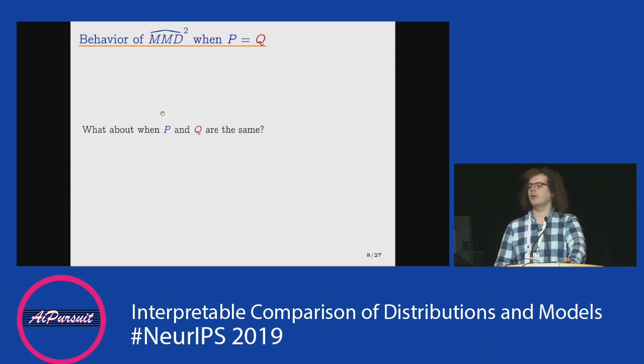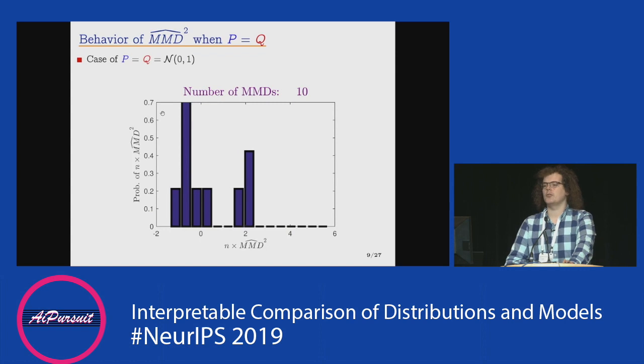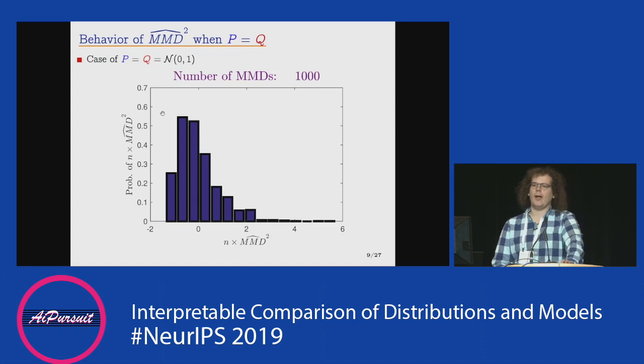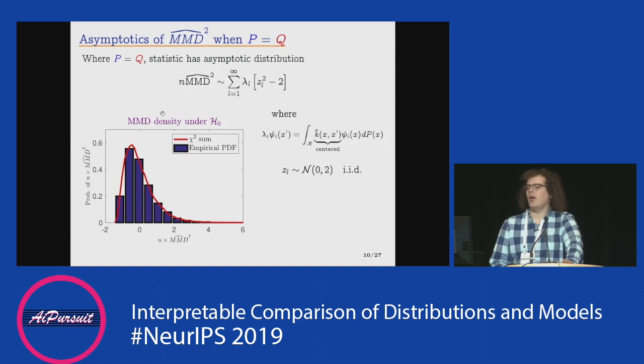So let's check. Here's a case where both of my distributions are just standard normal. So I'm doing the same thing. Here's 10 MMDs. This isn't looking so normal. And it turns out that actually this is not a normal distribution. This ends up being an infinite mixture of chi-squared distributions. And this is a little more complicated.